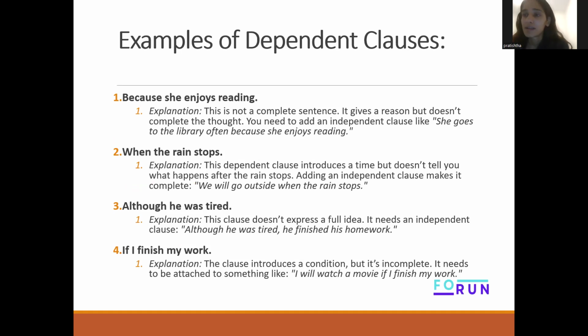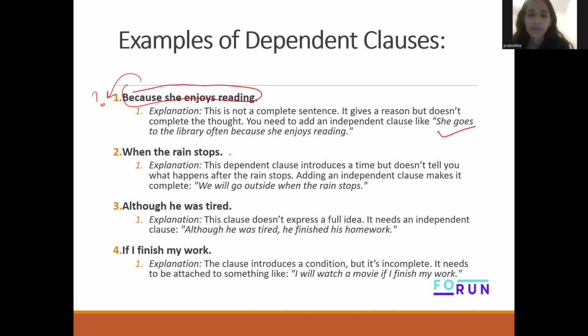Now, examples of dependent clauses. Because she enjoys reading. It's again not a complete sentence, right? It gives a reason, but it does not tell you the reason for what. So you need to add an independent clause, like she goes to the library often because she enjoys reading. Now, this is a complete sentence. It's explaining why she goes, and it is also explaining what she does.